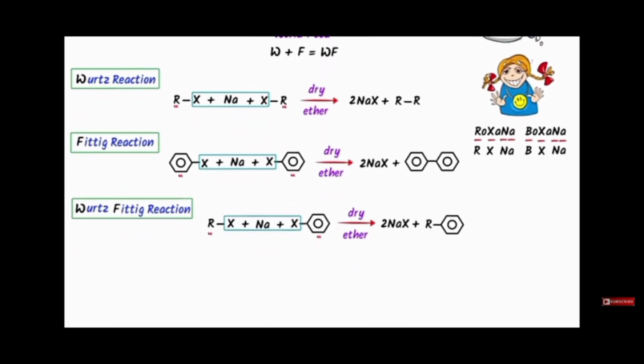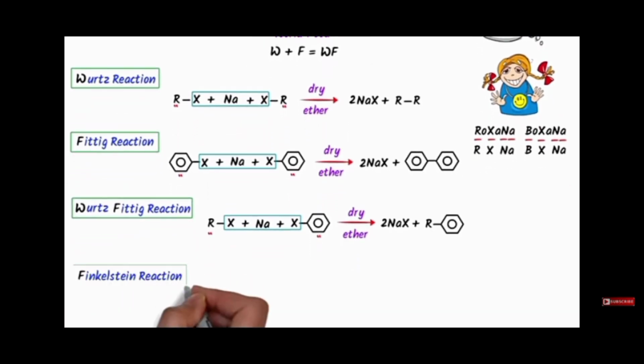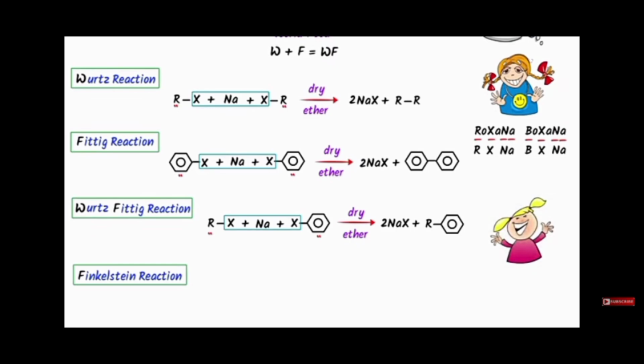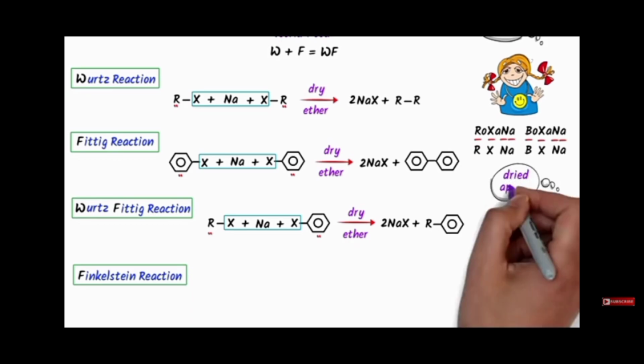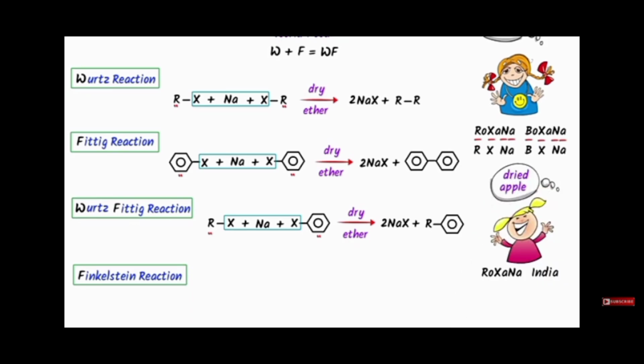Fourthly, this F also stands for Finkelstein reaction. Now let's consider the sister of Roxana Boxana. Let the name of her sister be Roxana India. She loves to eat dry apple. Remember that I again capitalize every second letter in Roxana India.